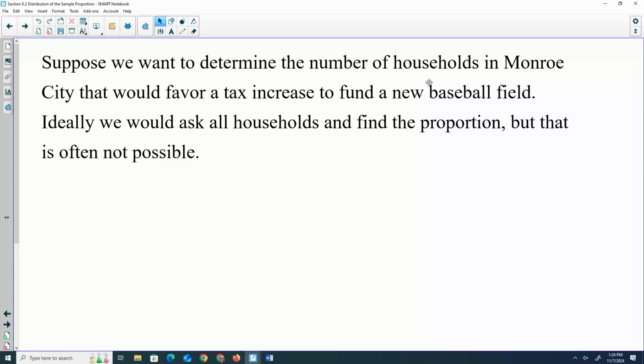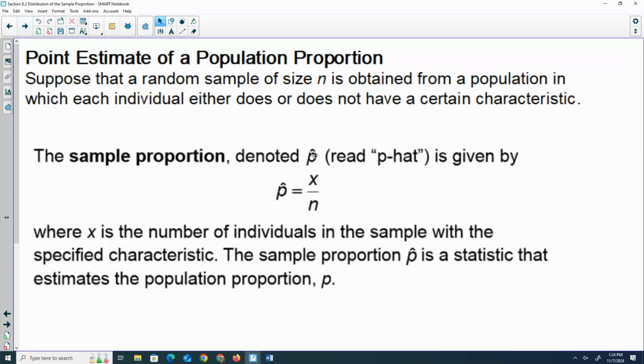You're asking everyone. Before an election, do they know 100% what's going to happen? No. What they do is they take polls. They'll ask a group of people, and they'll take that number to try to estimate the whole group, right? So they kind of have an idea. So if we can't ask everybody, we can get a point estimate from the proportion.